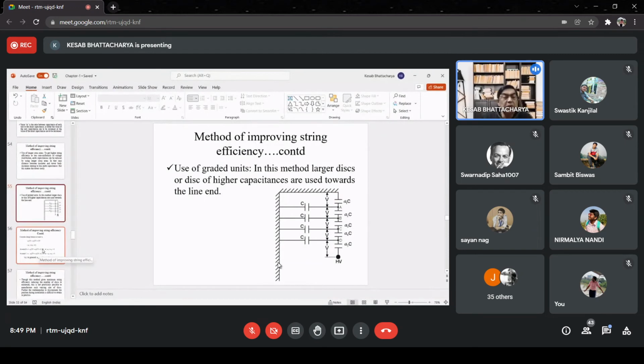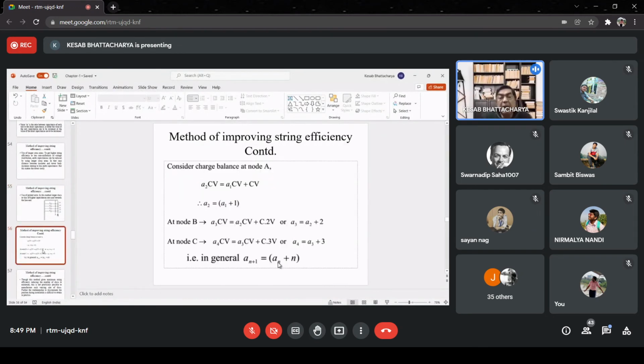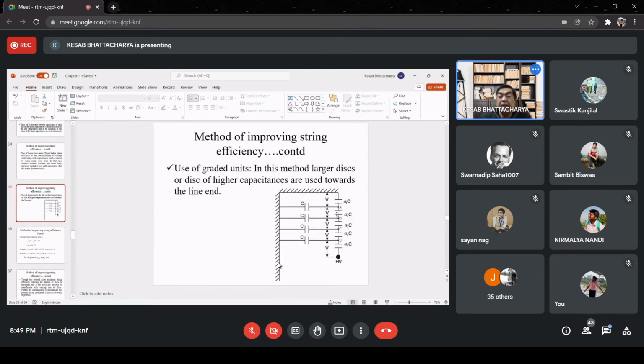Now here, if you even then use this, how the voltage distribution develops and voltage becomes uniform, that can be verified here from this figure. Here we have assumed that after using different types of discs, the ratio between the mutual capacitance and shunt capacitances are not identical. Obviously, that will be varying. That is why it has been written A1C, A2C, A3C, A4C, A5C, etc. And the voltages, here we assume that all are identical.